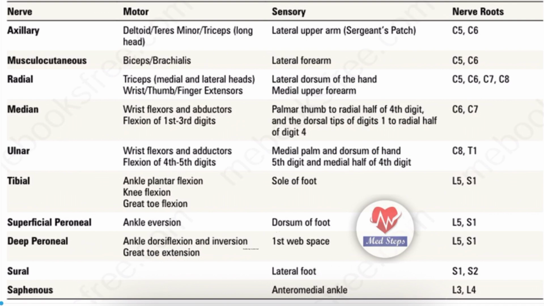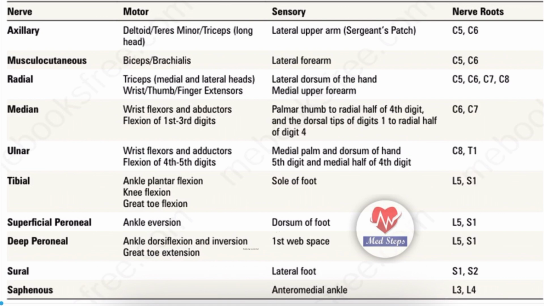Okay, next we are discussing the musculocutaneous nerve. This nerve comes from the lateral cord. The main function of the musculocutaneous nerve is elbow flexion. It innervates the biceps and brachialis. The nerve root is C5 and C6, the motor function is biceps and brachialis innervation, and in sensory we can see the lateral forearm.